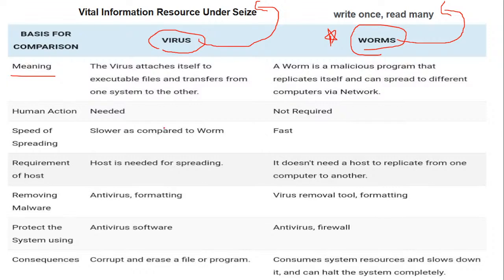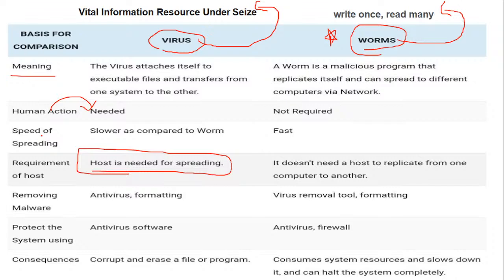See how the same sentence can be given differently. Requirement of host here is nothing but the human interface being required. Whereas worms do not need any human interface. They can replicate on their own from one computer to another. See how the meaning can be twisted, so you have to keep that in mind. Human action, as I said, is needed for viruses. For worms, it is not required.